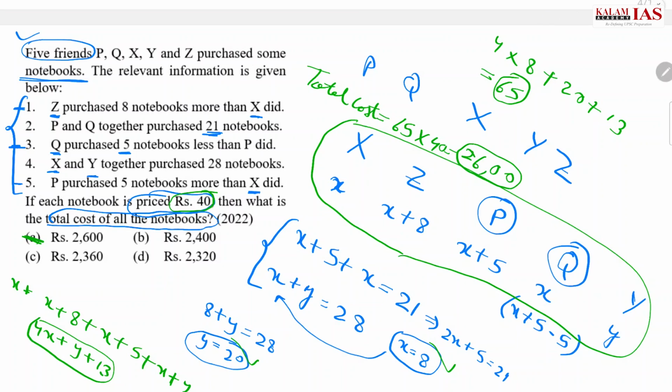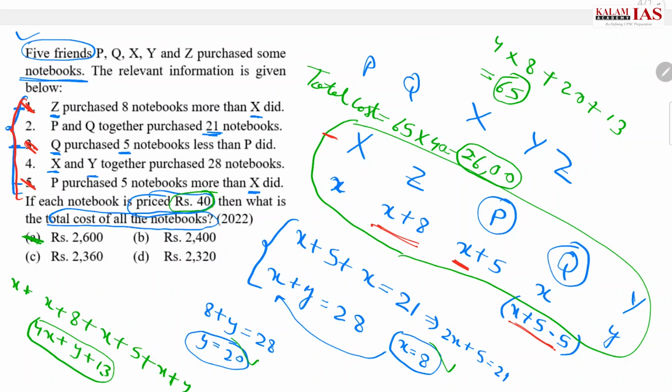We'll just have a small recap. Now there are 5 friends. We have listed them here: P, Q, X, Y, Z, and we have been given 5 relations between them, and then we have to arrive at the final cost of all the notebooks. So we start with assuming X has bought X number of notebooks, and it is given Z has purchased 8 notebooks more than X, so that means X plus 8. Then it is said P purchased 5 notebooks more than X, that means X plus 5. And then it is said Q purchased 5 notebooks less than P did, so Q will be X plus 5 minus 5, that means X notebooks.